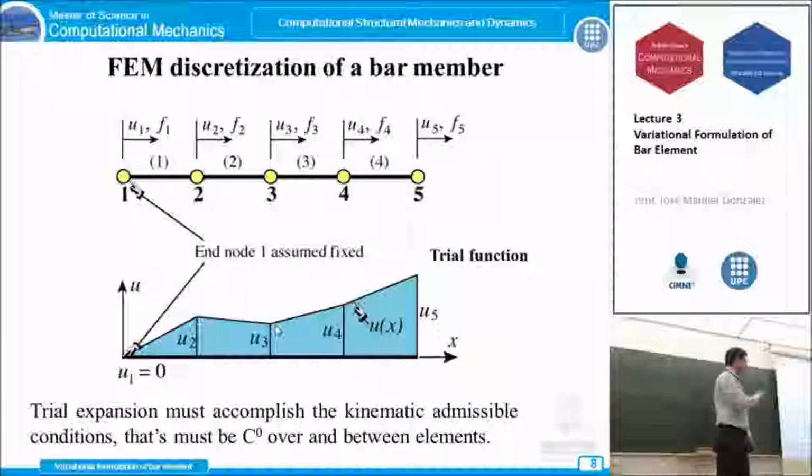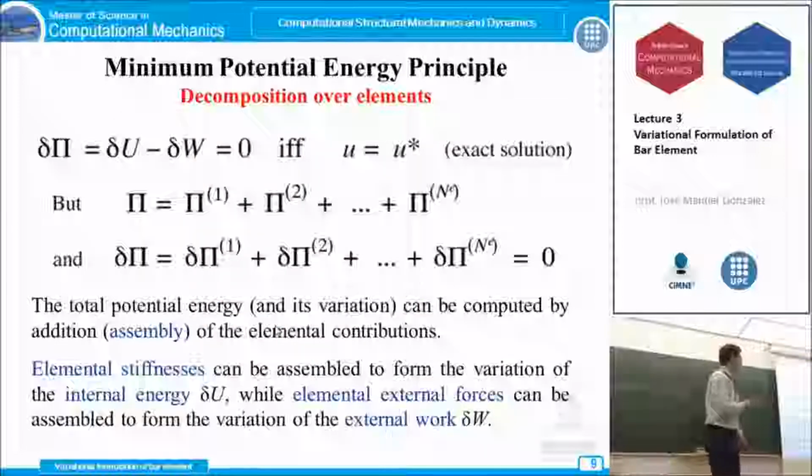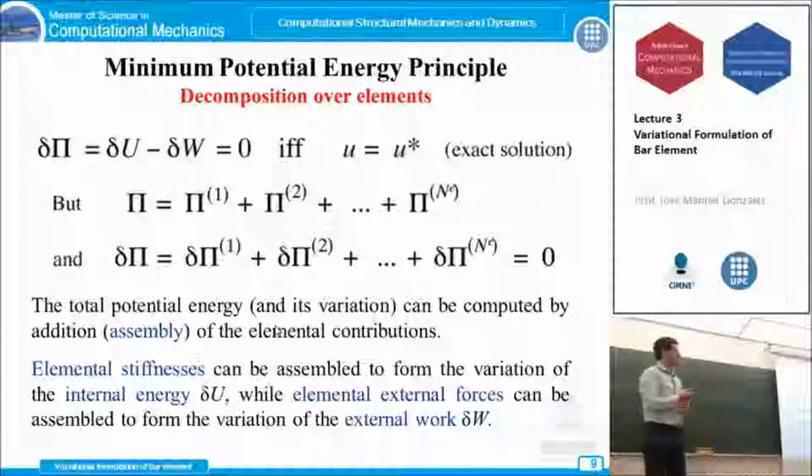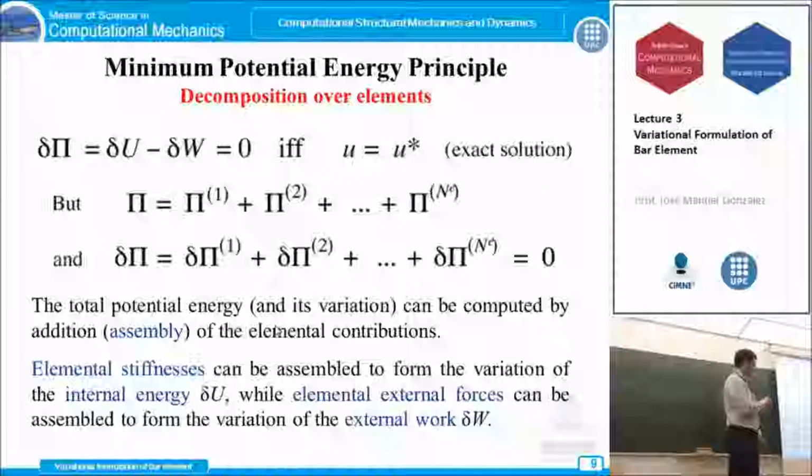Okay, so now we have a discrete formulation of the displacement function, and we're going to translate our minimum potential energy principle to this discrete formulation we have presented. So this is our total potential energy principle, which means our variation of this principle must be 0. If we get that, we're going to get the exact solution of the displacement.